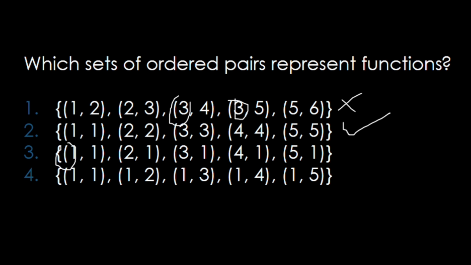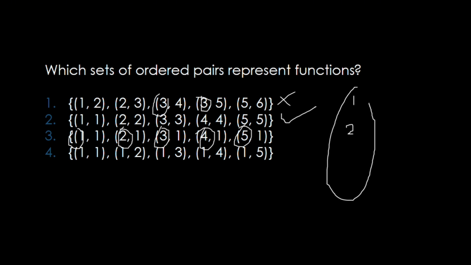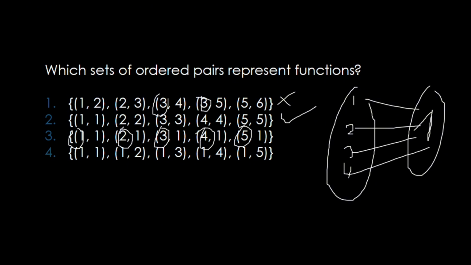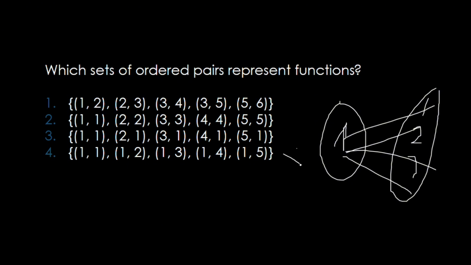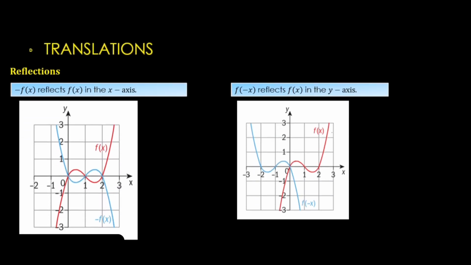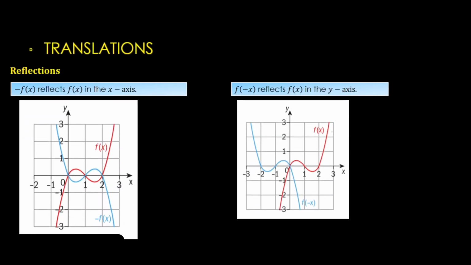We have 1, 2, 3, 4, 5 related to 1. One input is related to a unique output. Hence, this is a function. You have 1, 1, 1, 1. Here it is not a function because it's the inverse, where we have a 1 here and multiple outputs. One input can have multiple outputs. This is not a function. This and this are functions. We can have a reflection, that is, a graph with a reflection like this one.